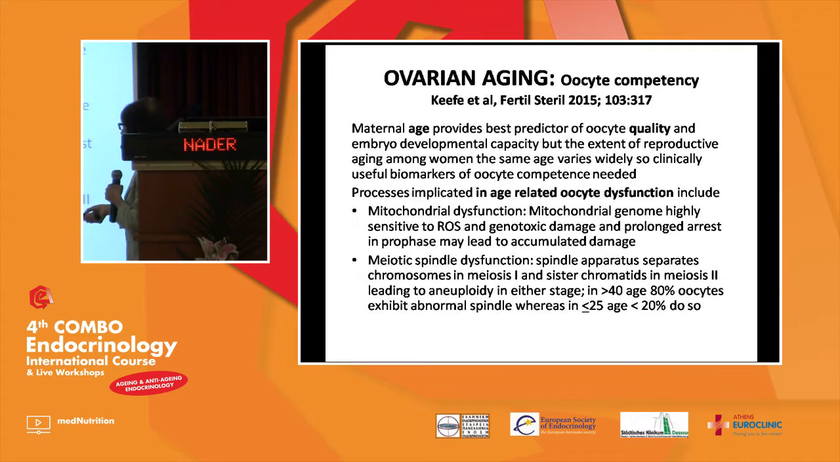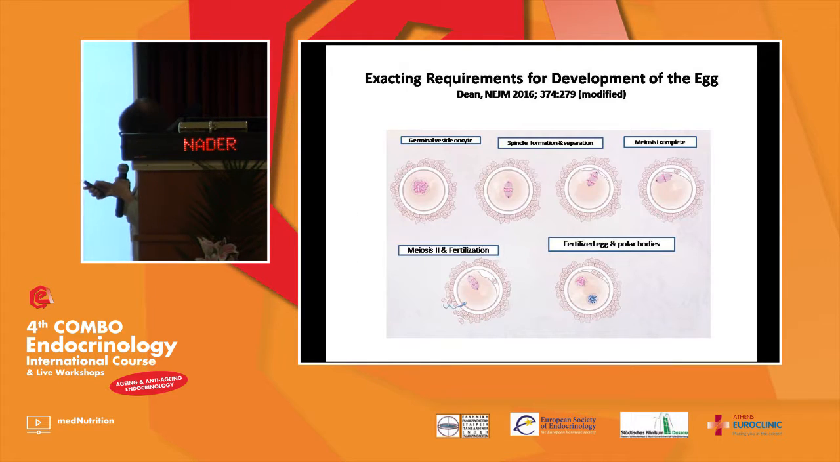time. And they talk about age in terms of aneuploidy, meiotic spindle dysfunction. The spindle apparatus separates chromosomes in meiosis 1 and the sister chromatids in meiosis 2, as we know, leading to aneuploidy in either stage. In those over 40, 80% of the oocytes exhibit abnormal spindle, whereas in those less than 25, only 20% do so. So this is very important. This is what I showed you previously with the spindle formation.